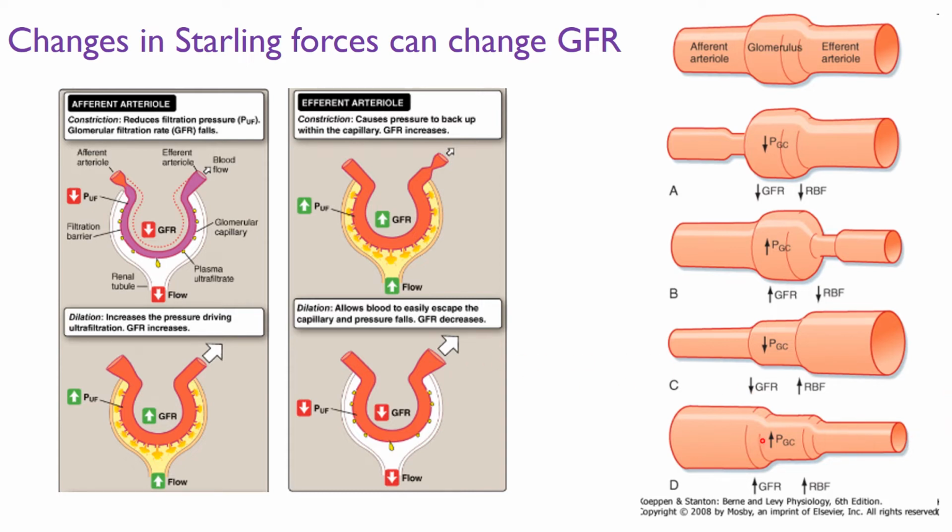Similarly, if you vasodilate the afferent arteriole, that increases pressure in the glomerular capillaries and GFR rises. But since you dilated something, blood flow overall has gone up. So when I ask you questions about Starling forces, you need to be able to picture in your mind's eye what is changing in terms of GFR, the pressure within the system, and then what is happening to overall blood flow going in and out of the kidney.